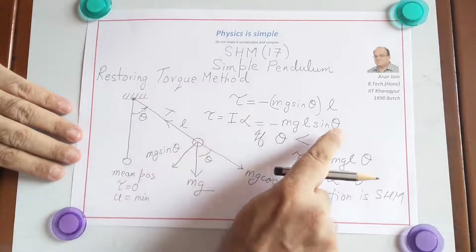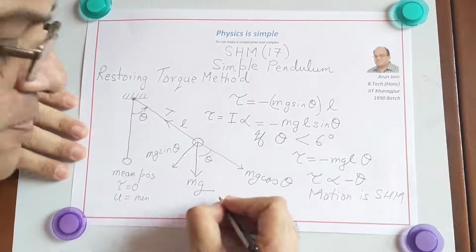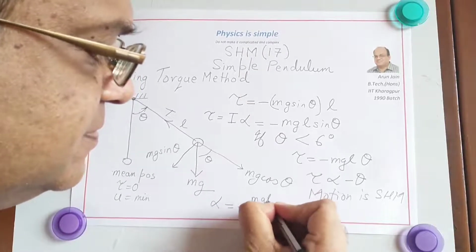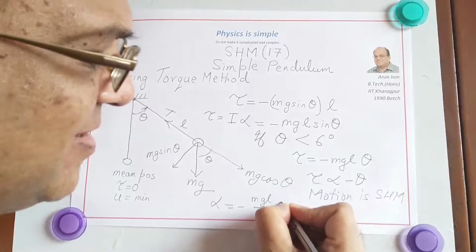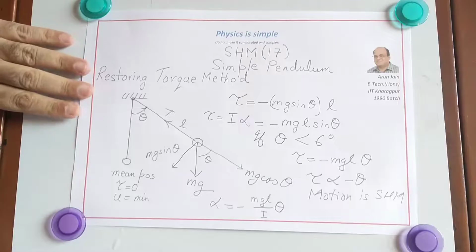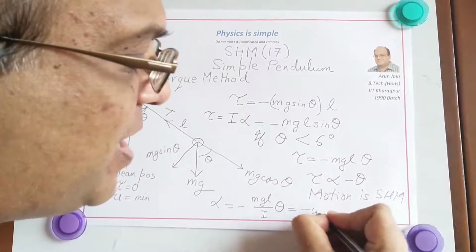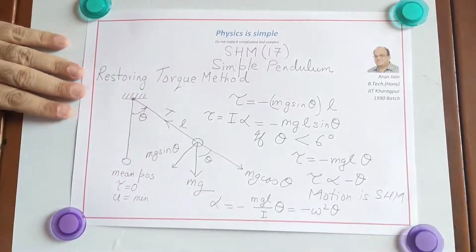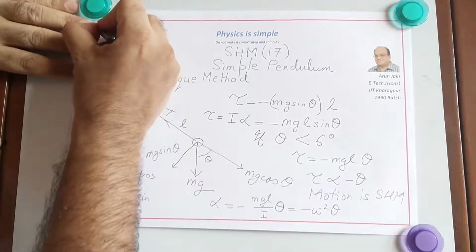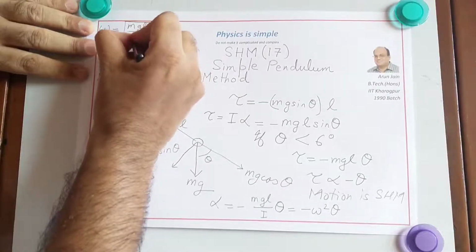Now from here we can get alpha. Alpha is tau by I. So alpha becomes minus mgL by I, and sin theta is approximately equal to theta, so minus mgL by I into theta. And in angular SHM, this is minus omega square theta. So omega becomes root over mgL by I.